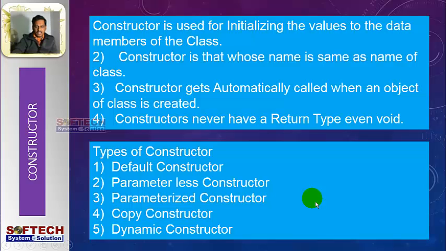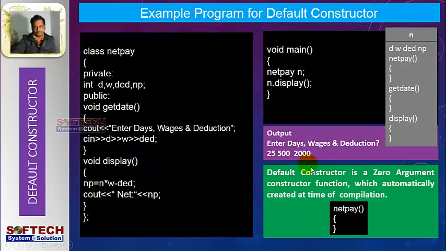Constructors are classified into five types. One is the default constructor, the parameterless constructor, or zero argument constructor. Third one is the parameterized constructor or argumented constructor. Fourth one is the copy constructor. The fifth one is the dynamic constructor. So only three types of constructor are available in C++. This is an example program for the default constructor. Totally five types of constructor are there.